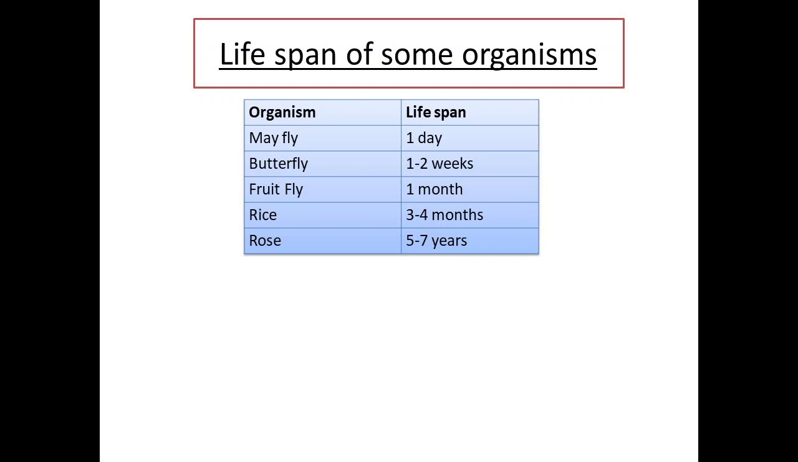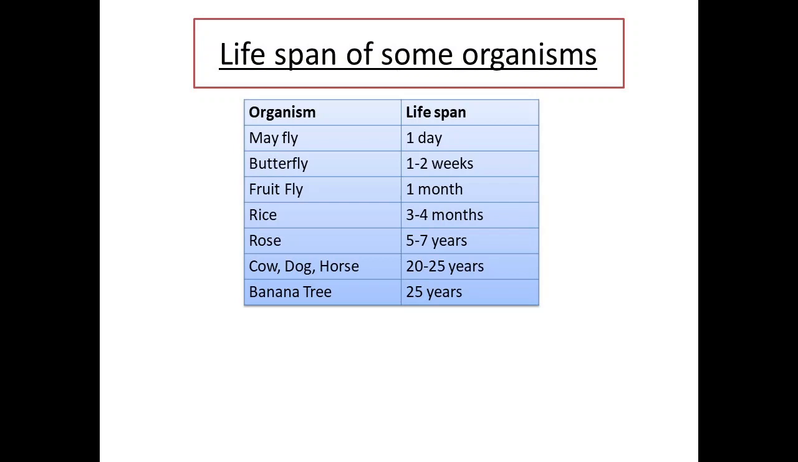Then 3 examples we will consider together. Which ones? That is the dog, cow and the horse. I think everybody knows that these are domesticated animals, which you see around your places. I am repeating again: cow, dog and the horse. The lifespan is approximately 20 to 25 years. So now we have reached the increasing order of 25 years. Taking up one more example, the banana tree, which has a lifespan of 25 years again.